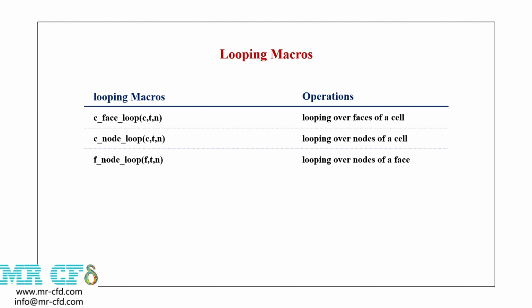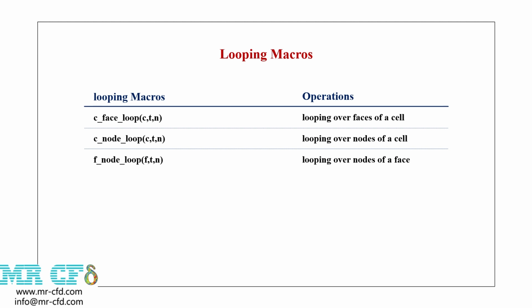The C face loop is used when the user intends to execute a computational loop over all the faces of a specific cell. The C node loop is used when the user intends to execute a computational loop over all the nodes of a specific cell. The F node loop is used when the user intends to execute a computational loop over all the nodes of a specific face. These macros consist of 3 arguments.